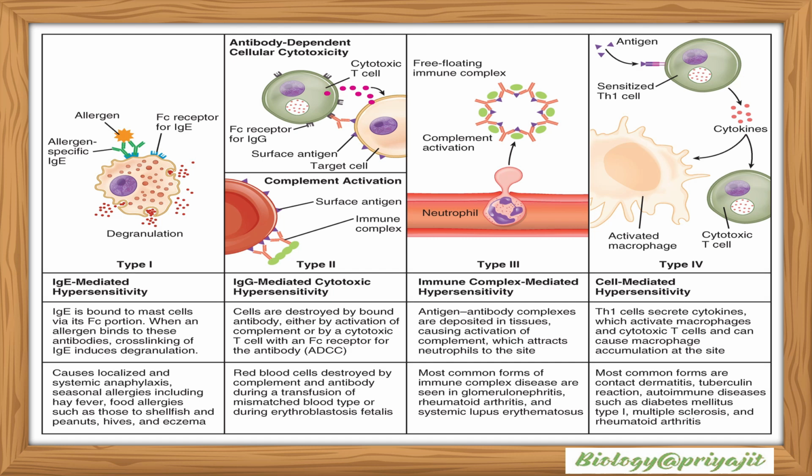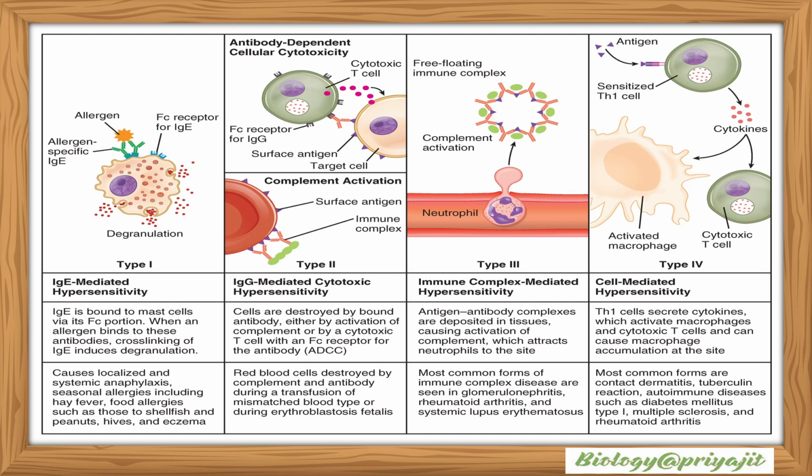This image shows the first one, type 1 or IgE mediated or allergic hypersensitivity, which is caused when allergen triggers IgE on mast cells, releasing chemicals. The examples include allergies, asthma, anaphylaxis.